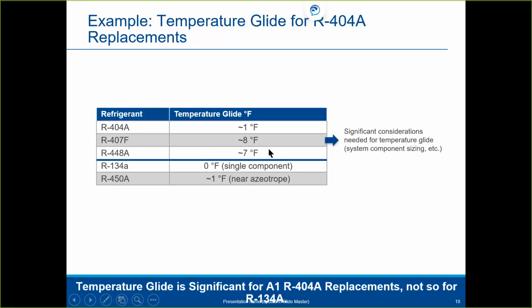And then we have 448A, the one we talked about that's working its way into the industry right now. That's a 7-degree glide, okay? And then we have 134A, which is 0. It's a single component. And then 450A, near azeotropic, right around 1 degree, and also 410A. Temperature glide is significant for A1 refrigerants. A1, again, non-toxic, non-flammable, 404A replacements, not so much for 134A.